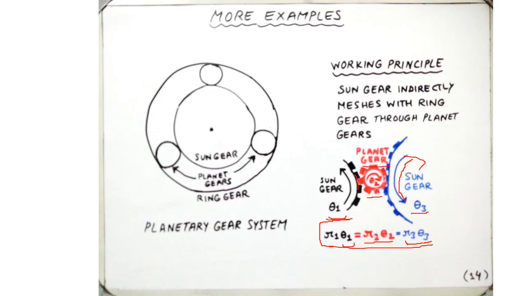So there's a typo here, that really is the ring. So the linear displacement at the point of contact between the two gears is the same, and we have this relationship: r1 θ1 equals r2 θ2 equals r3 θ3.